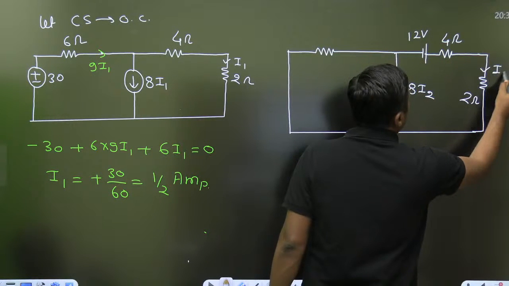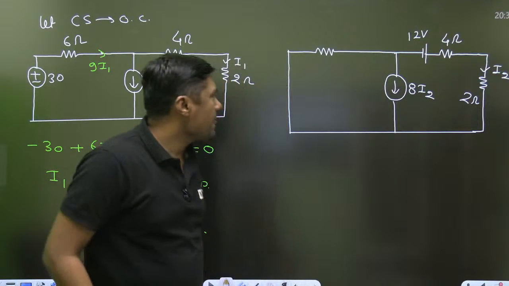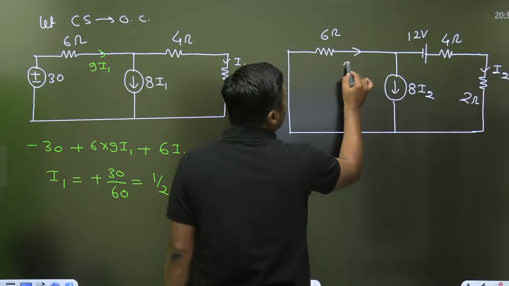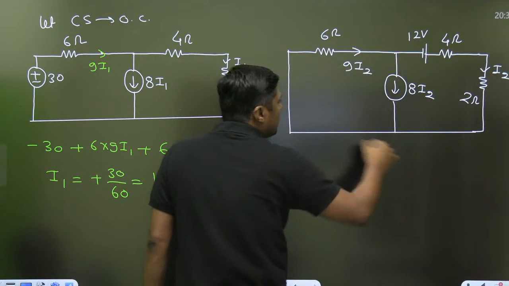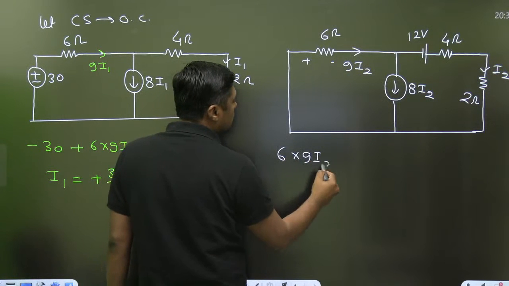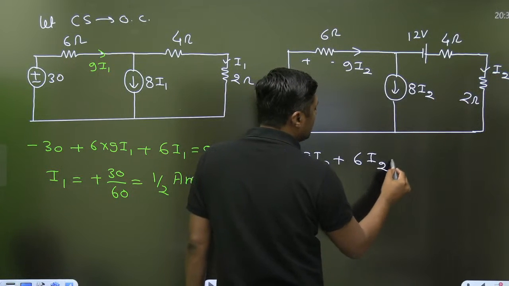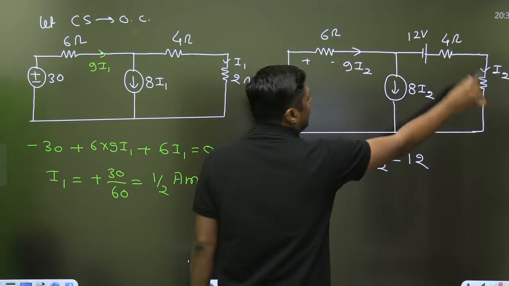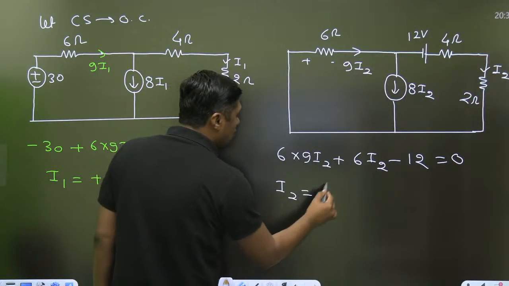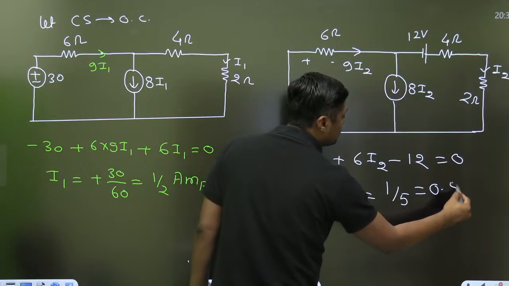And let this current be what? I2 according to the superposition theorem when we are considering the second source. Now this is the 6 ohm resistor. Again 8 I2. What will be the current? 9 I2. Write down the KVL. KVL means it will become 6 into 9 I2 plus 4 plus 2 into I2 minus 12, this is the minus 12, I am writing the KVL equal to 0. So what is I2? 12 divided by 60, 1 divided by 5, that is nothing but 0.2.